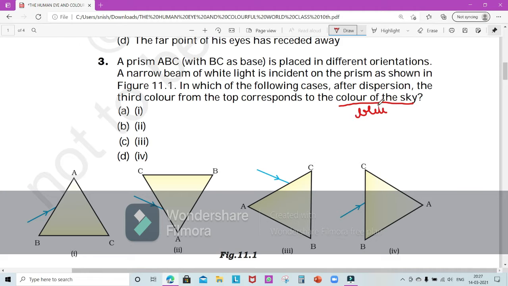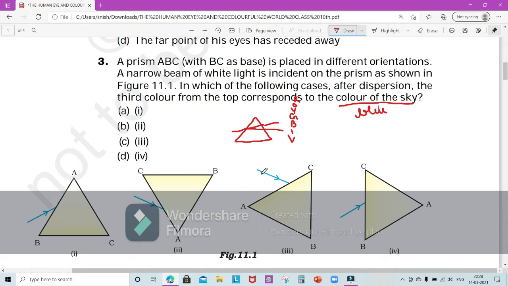So usually if you take a normal prism like this, and once the light beam passes through this and gets refracted and then comes out, you can see the range of colors, right? So you will find from the bottom violet, indigo, blue, green, yellow, orange and red. But they want the third color from the top to be blue, but from the bottom it's coming to be blue, right? So how can you get this blue from the top to have the third position?